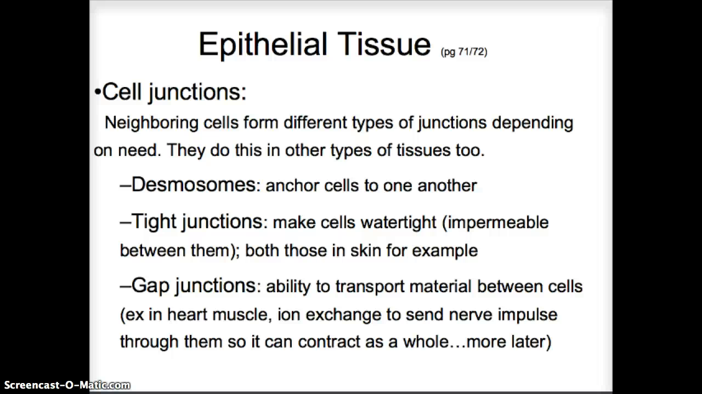Ions are charged molecules, and the charged molecule can carry an electrical charge. And so that's a nerve impulse. In the heart, we need to send a nerve impulse throughout the whole heart as a fast-acting thing, so the heart contracts as a whole. We'll talk about that later, but those are very interesting too. So we have three junction types: desmosomes, tight junctions, and gap junctions.